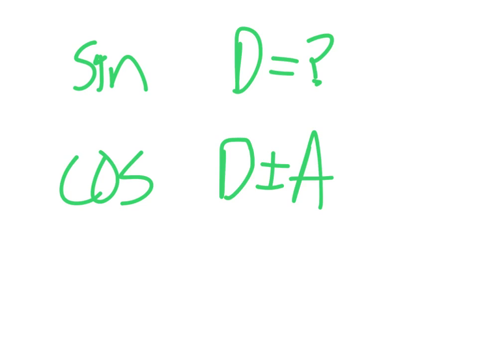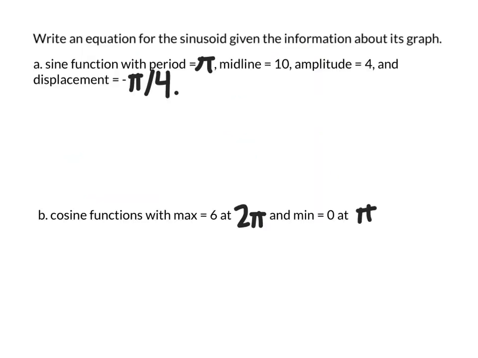And then positive cosines are always going to start out by going down, and then negative cosines are always going to start out by going up. Also, d plus a just equals the maximum value of the graph, and d minus a just equals the minimum value of the graph. Now that we know how the sine and cosine functions graph, let's try and write an equation for the sinusoidal functions given the information about its graph.